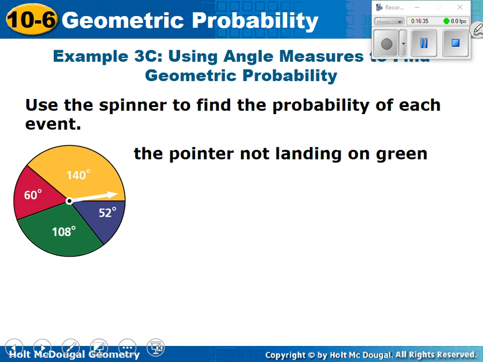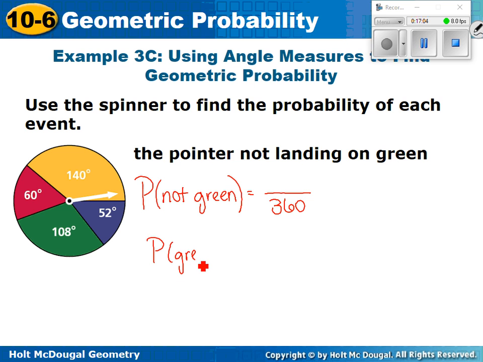So one more time. What's the probability that the pointer does not land on green? So not green. So in our parentheses, we're going to put what? Not green. What's our total going to be on the bottom? 360, because it's a circle. So how do you want to find not green? Okay, so you could find the probability that it is green and then subtract it from 1.